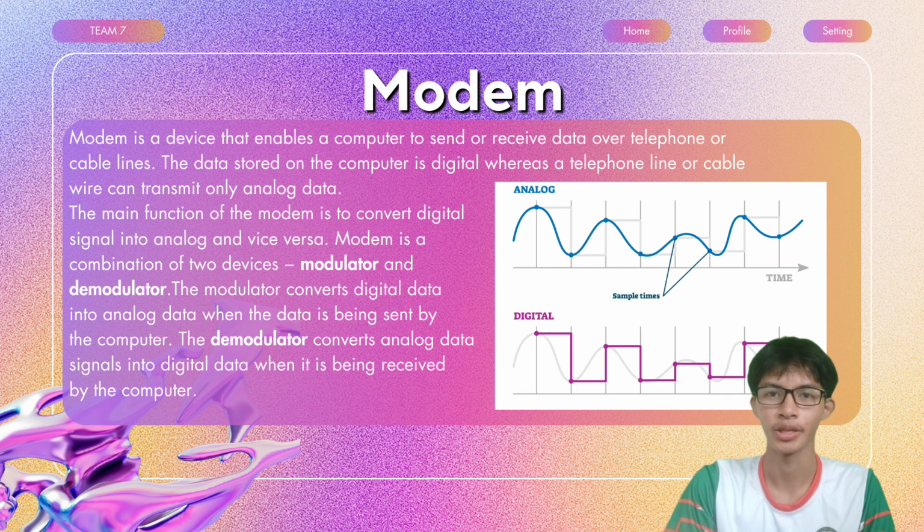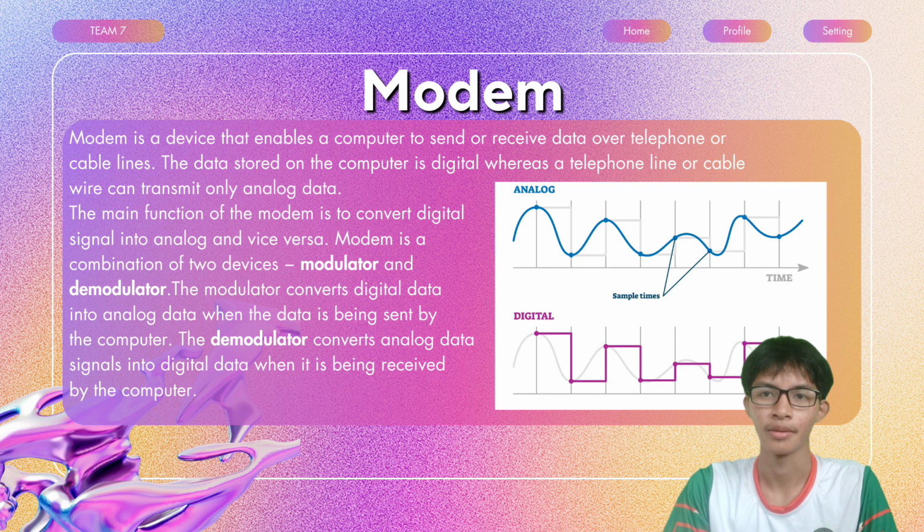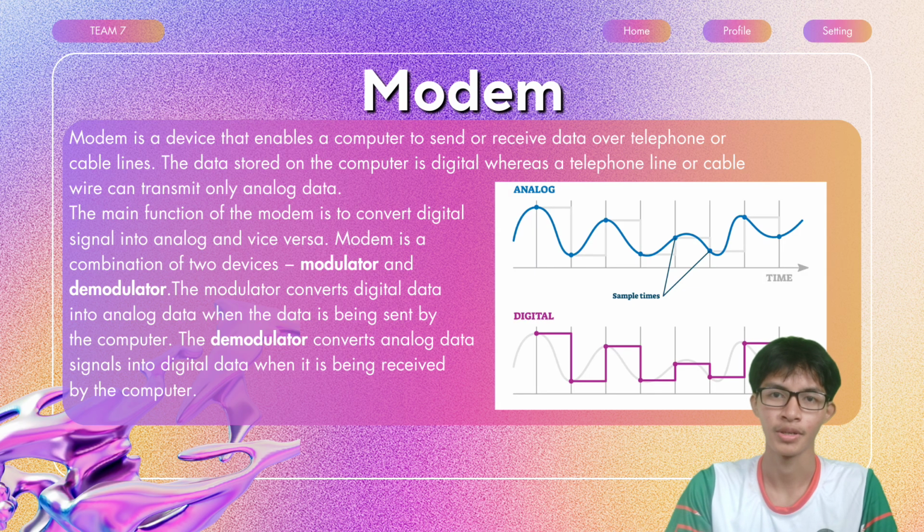So what is a modem? A modem is a device that enables a computer to send or receive data over telephone or cable lines. The data stored on the computer is digital, whereas a telephone line or cable wire can transmit only analog data. The main function of the modem is to convert digital signals into analog and vice versa.